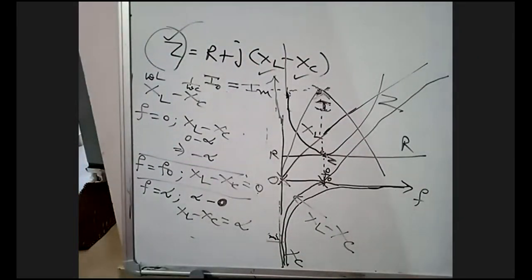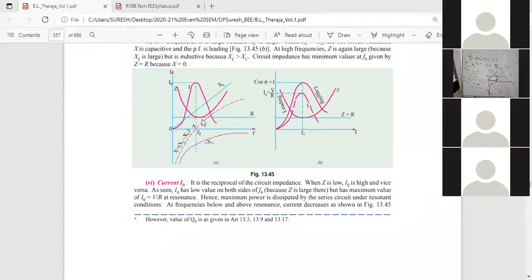Now observe the diagram. This is XL, which is rising linearly. Then XC, varying from minus infinity to 0. Then R. Resistance is constant, independent of frequency. Then this is your Z. The inverse of Z is I.